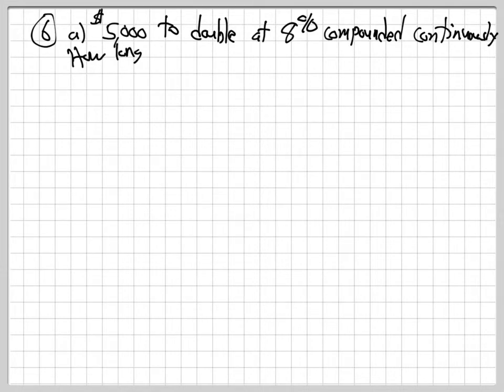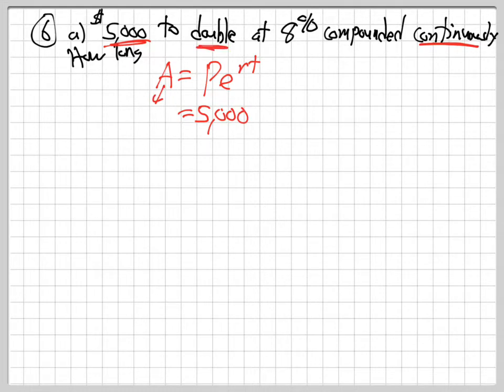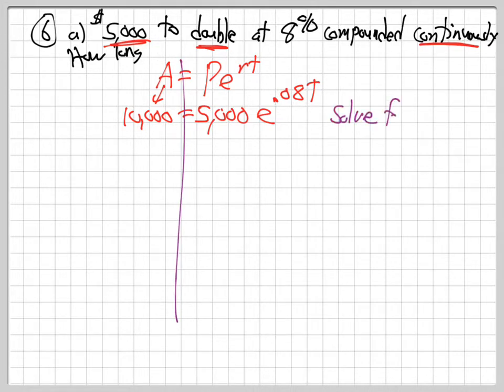All right, so which form of compounded continuously? You know we're using the PERT formula, right? And the 5,000 is the amount of money we're putting in the bank at first. It's the principal investment. What amount do we want it to become later if we want it to double? We want to invest $5,000 and have it double. So if it doubles, it'll become 10,000, won't it? And the interest rate is 0.08, and the t, the time, is what we're looking for. Okay, so we need to solve that equation for t.